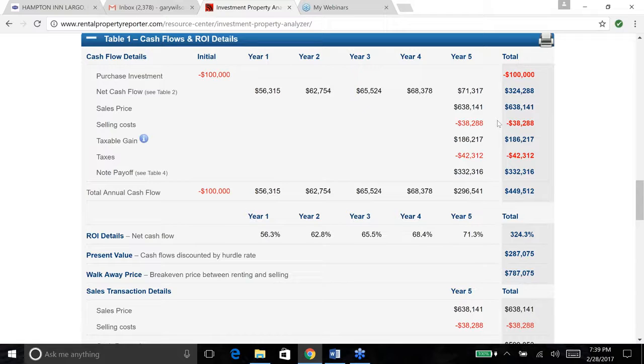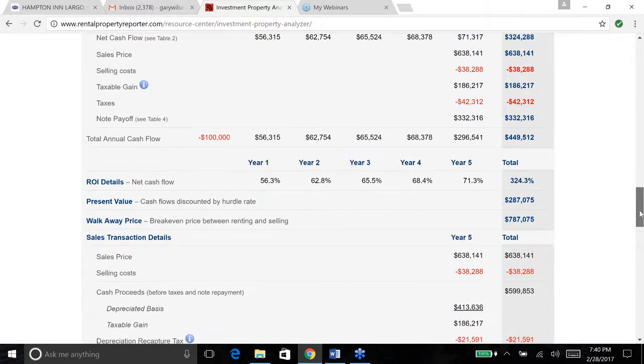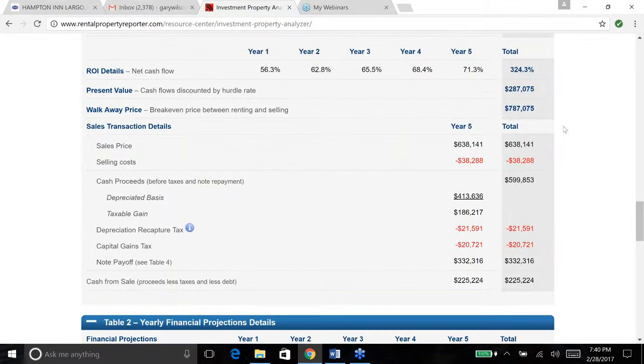In any case, you got the cost of selling, your taxable gain. If you do the math, there's only 186. Taxes are 42, pay off the note leaves 332. So your cash flow ends up being 449. If you add up all your cash flows from the years and your actual cash in pocket on the sale, that's what you get there. So the bottom line, Glenn, is it's what you put in your pocket. This isn't adding or subtracting necessarily that first $100,000.